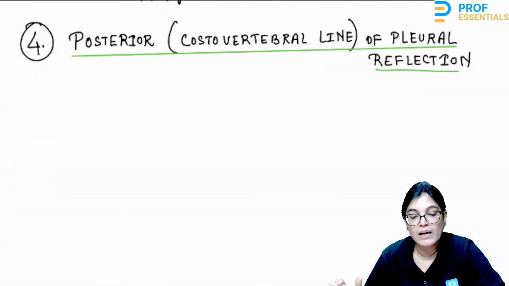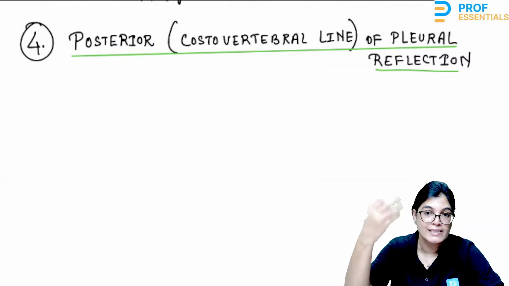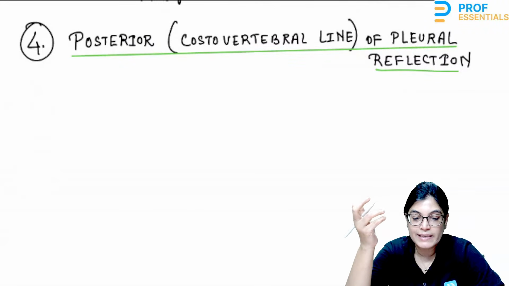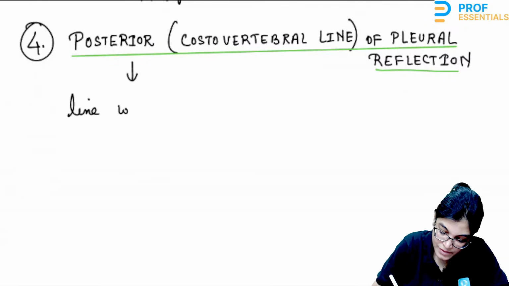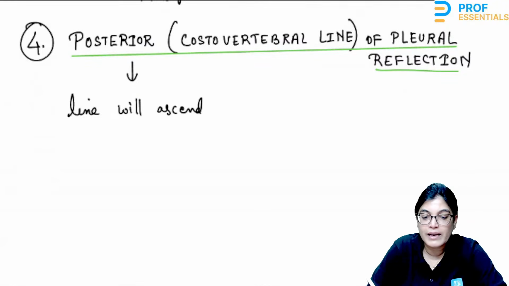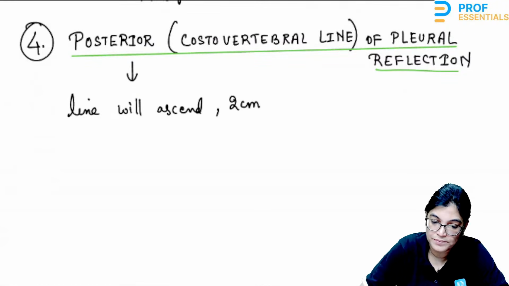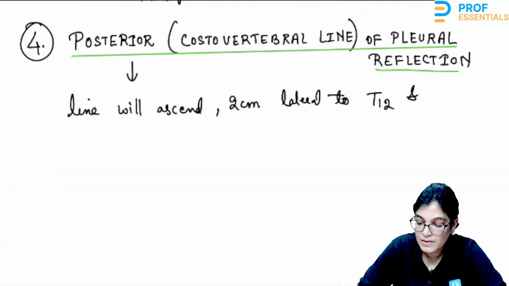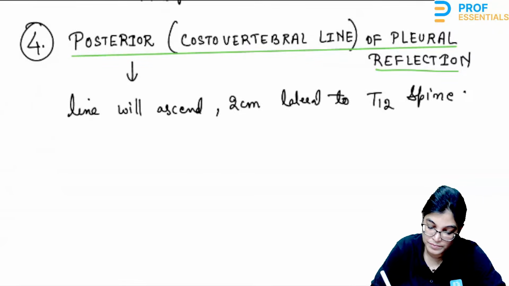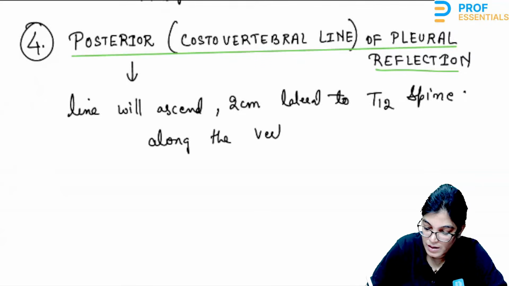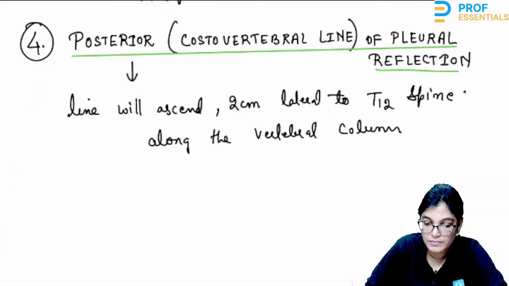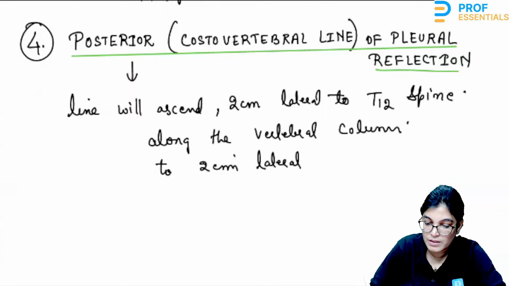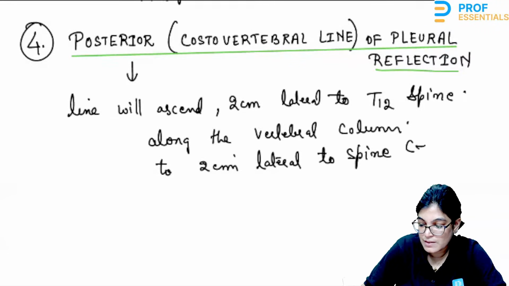So basically the line will ascend. Now the line of posterior pleural reflection will ascend from the inferior line, 2 centimeter lateral to the T12 thoracic vertebra spine, along the vertebral column, to 2 centimeter lateral to the spine of C7 vertebra.